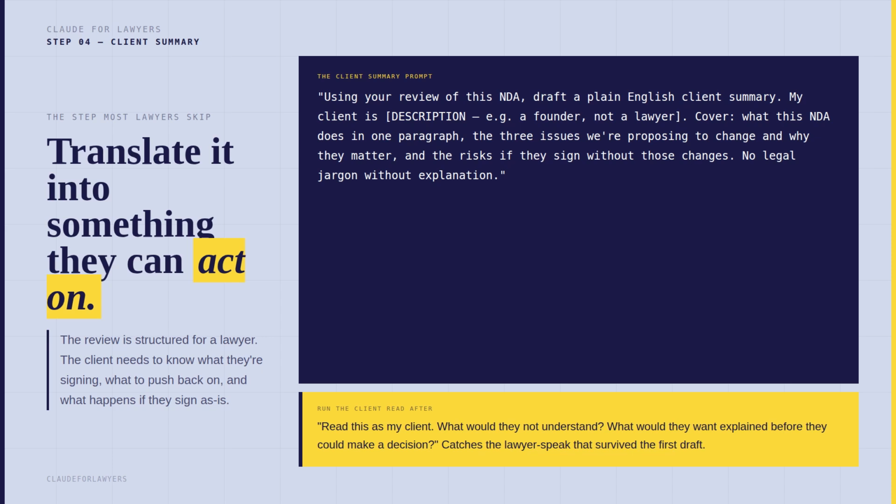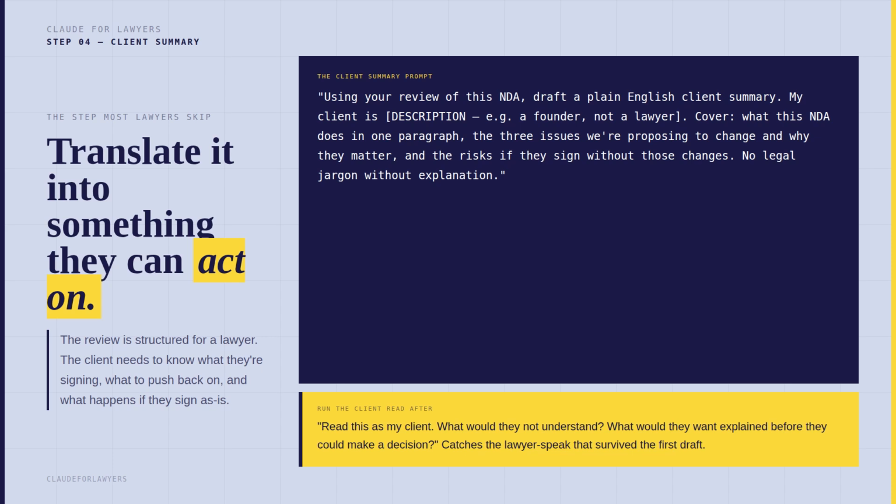Here's the prompt. Using your review of this NDA, draft a plain English client summary. My client is [brief description, for example, a founder of an early-stage technology company, not a lawyer]. Cover what this NDA does in 1 paragraph, the 3 issues we're proposing to change, and why they matter to my client, and the risks if they sign the agreement without those changes. No legal jargon without explanation. Write as though explaining to an intelligent non-lawyer who needs to make a decision.